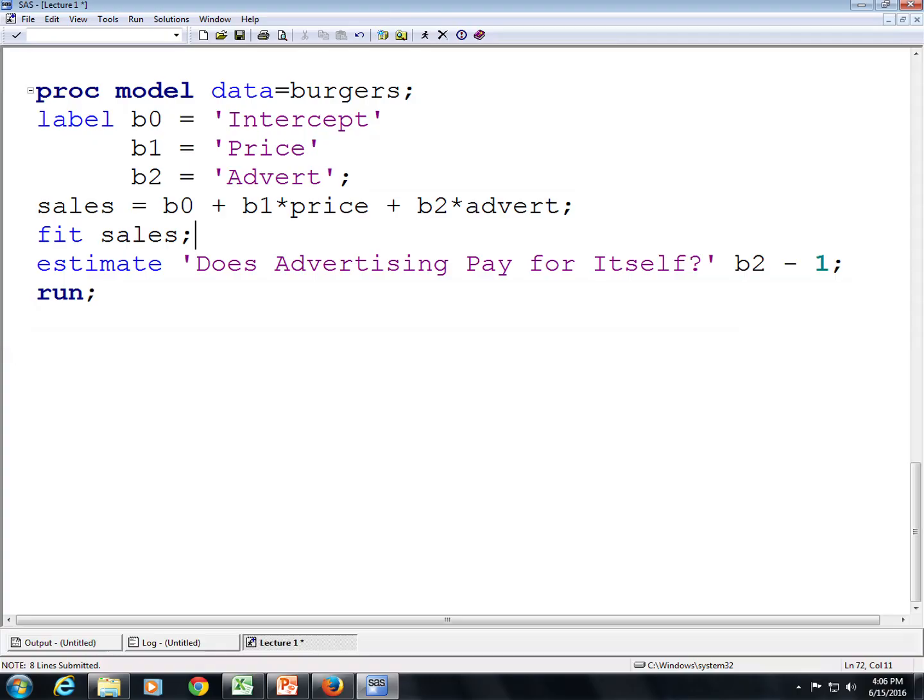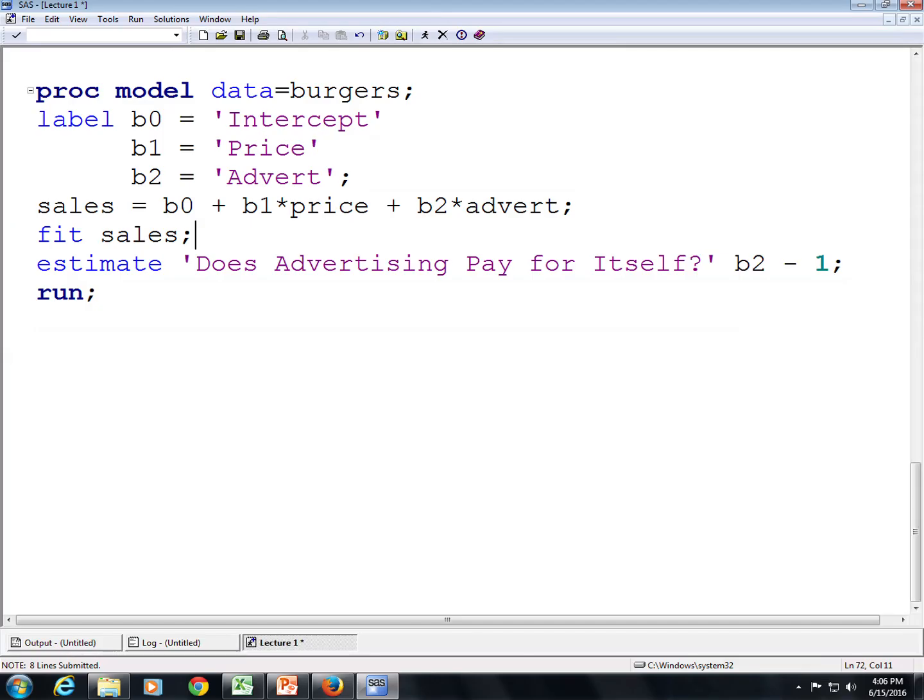All right, so here's proc model. We start with a label statement. In the label statement, we're going to have a number of parameters. These are the things that we're going to perform our tests on. We can give them names. We don't have to, but we could use the label statement to give them names. So the beta naught is our intercept. B1 is price, so I'm being very explicit there. B2 is the coefficient associated with advertising.